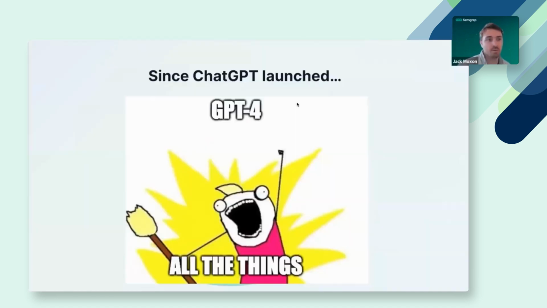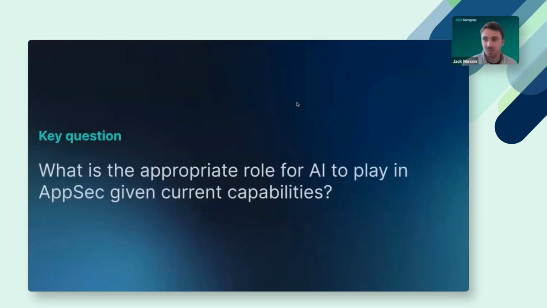As everyone probably remembers, a year and a half ago or so, ChatGPT launched, and there was this mad dash where everyone was putting AI into absolutely every application out there. And so the key question, I think, for us at SemGrep became, what's the appropriate role that AI should play in AppSec, given the capabilities that are available today? There are a lot of different paths we could have taken. We could have used AI to actually do secrets or SAST detection itself. And there are many different paths we looked at.